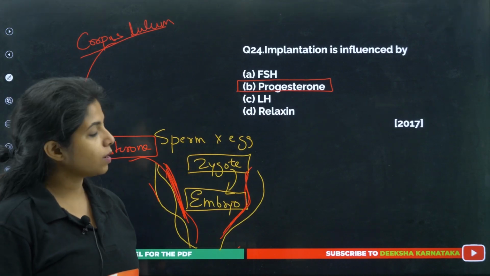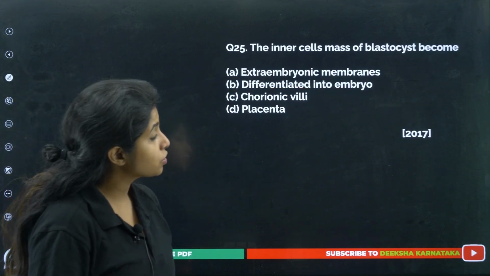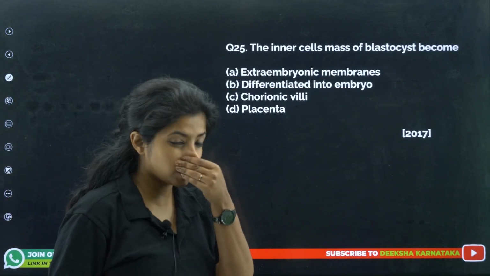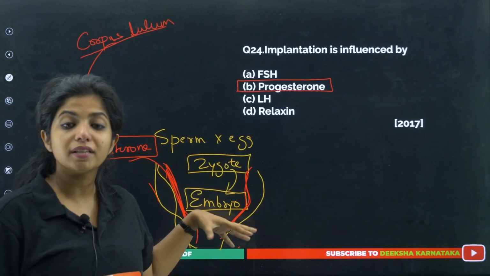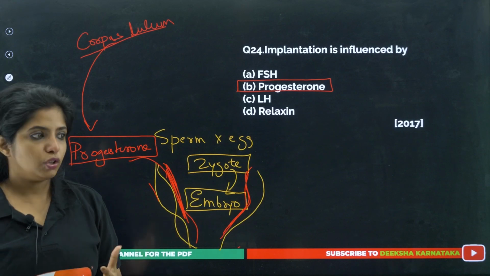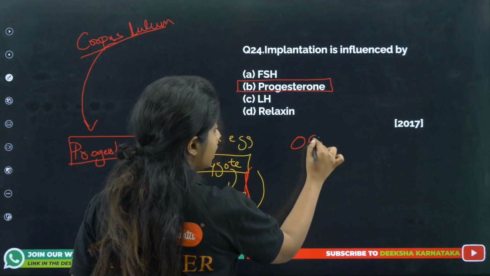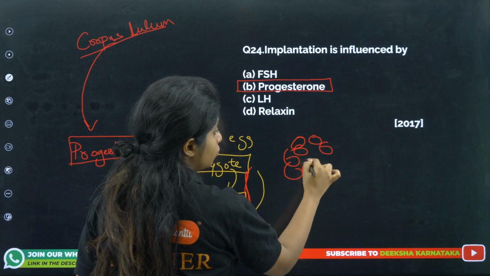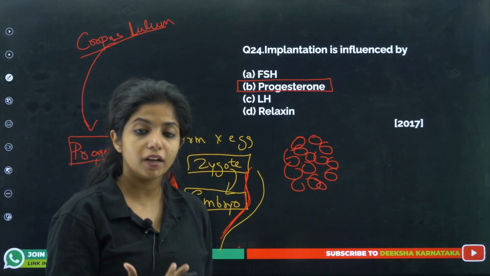2017 question. Next, the inner cell mass of the blastocyst becomes... What is a blastocyst? When I say the zygote is dividing and forming an embryo, the embryo has different stages. You have the morula, where you have 8 to 16 cells. Then they divide more and it becomes a blastula, the blastocyst.